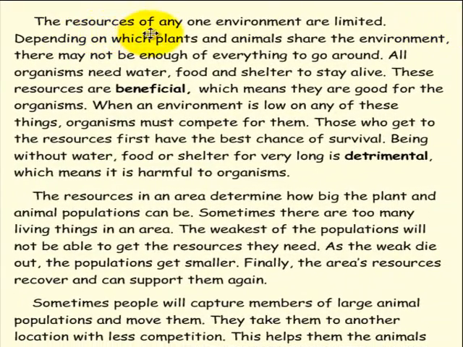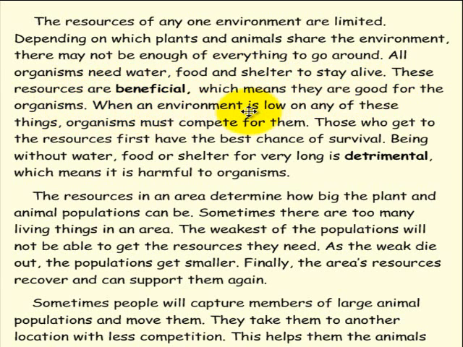The resources of any one environment are limited. Depending on which plants and animals share the environment, there may not be enough of everything to go around. All organisms need water, food, and shelter to stay alive. These resources are beneficial, which means they are good for the organisms.